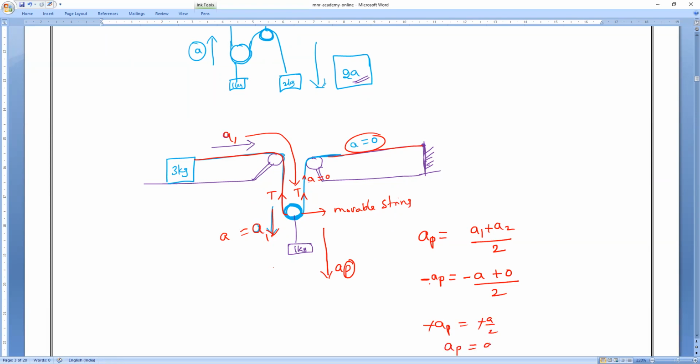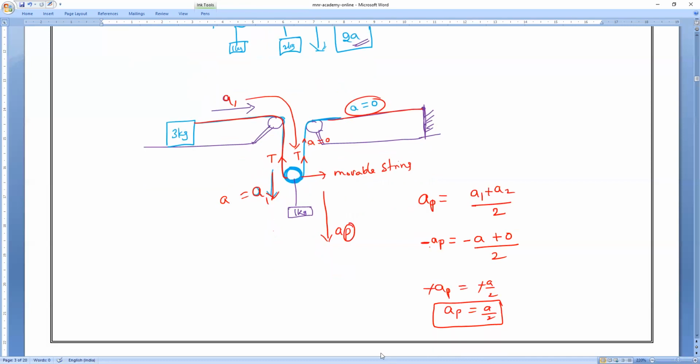So what is the acceleration of the pulley? A by 2. Clear, everybody? Understand or not? Yes, sir. Now, shall we write the equations and solve it, all of you? Yes. So let us solve it.